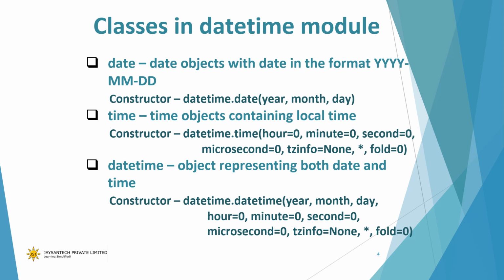Next is the datetime class. This class can be used to store information that contains both date and time. And the constructor is given here, which is a combination of both the date and the time constructor. And the same conditions hold for the values passed to the parameters here too.